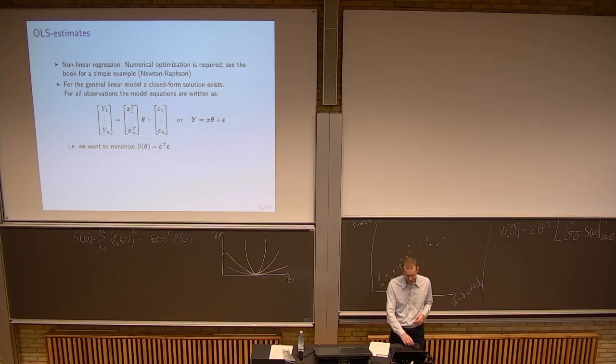That I sometimes like. So basically, what is it that we want to do? Well, we want to minimize the inner product of the epsilons. So how do we do that?